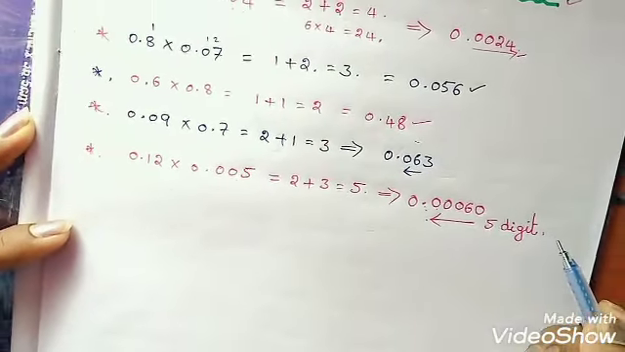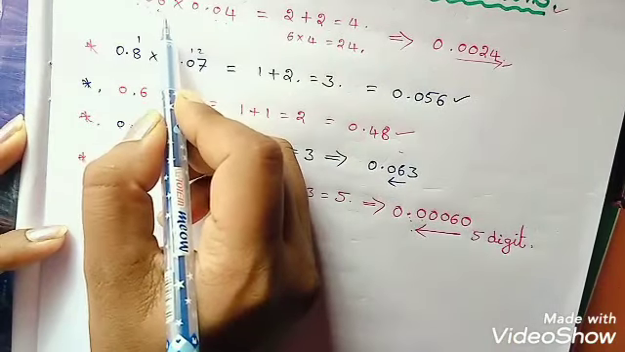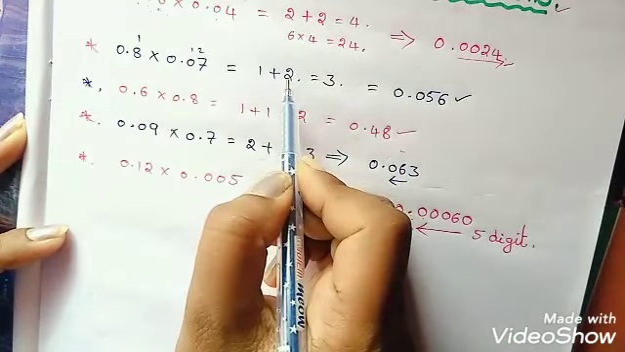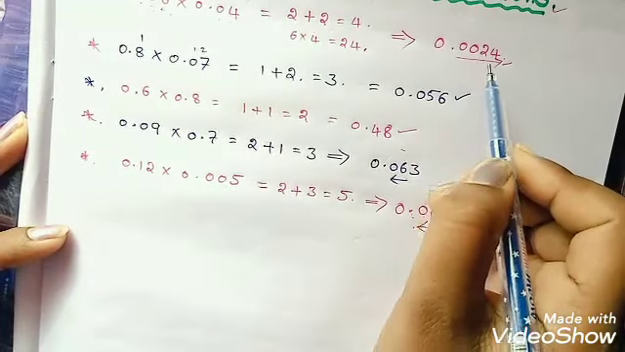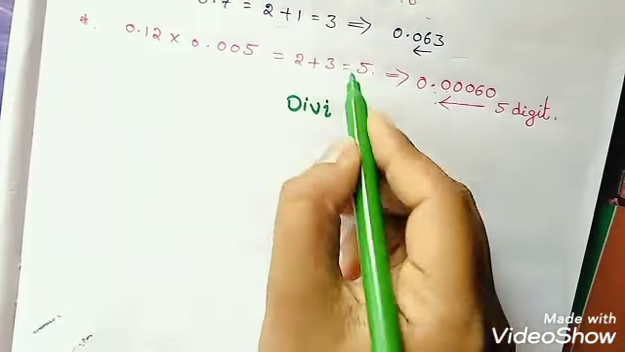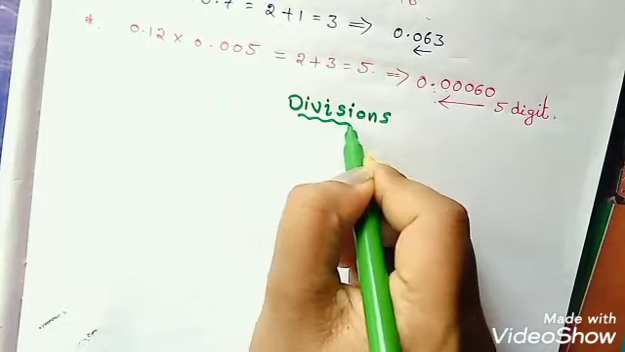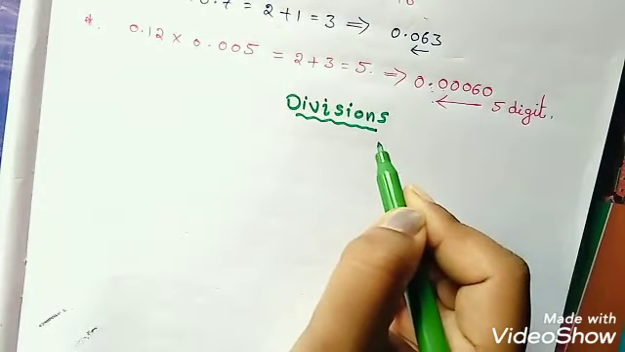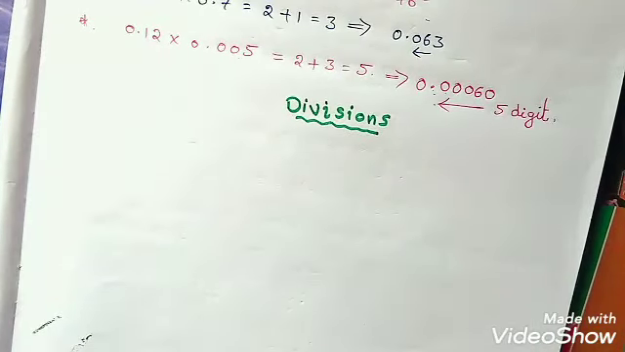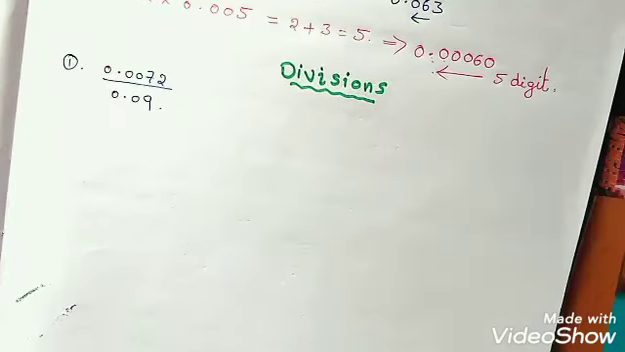This is about the multiplications. You should add the number of decimal places, then finally you can get the answer with the help of that number only. Now let us see some more examples for simple calculations, decimal divisions. How can we write the answer, how can we calculate the answer?